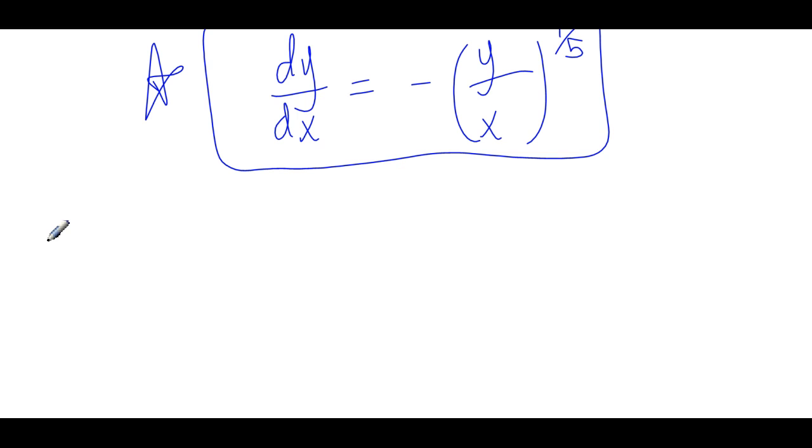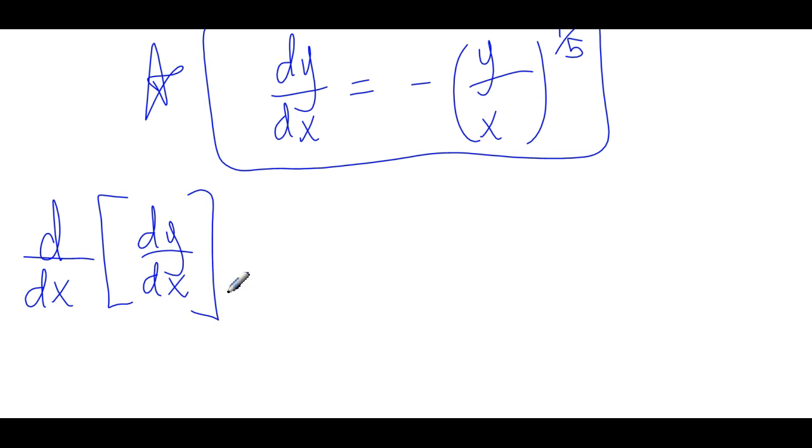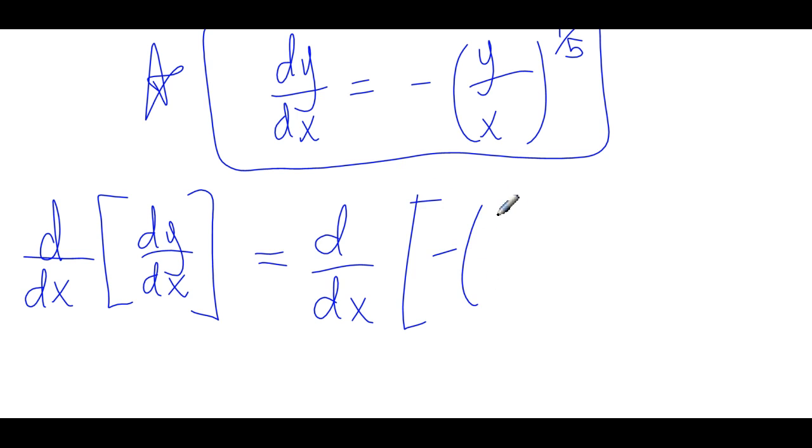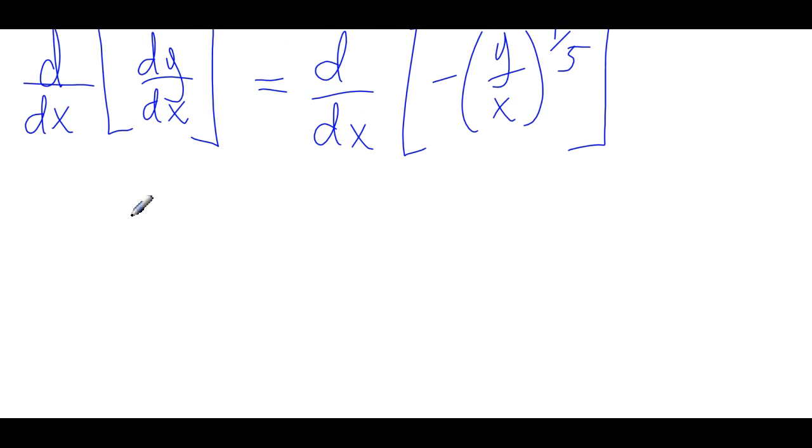Now let's take the second derivative. The second derivative says take the derivative with respect to x of dy/dx, which means I'm going to take the derivative with respect to x of negative y over x to the 1/5. So what I'm going to get on the left-hand side is the second derivative, and this is that notation there, d2y/dx squared. You can also do y double prime, which would be perfectly fine with me.